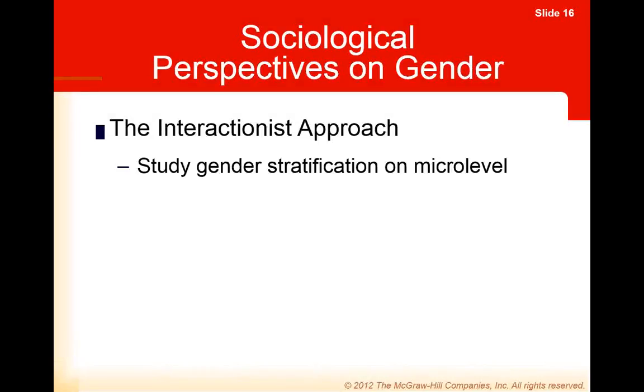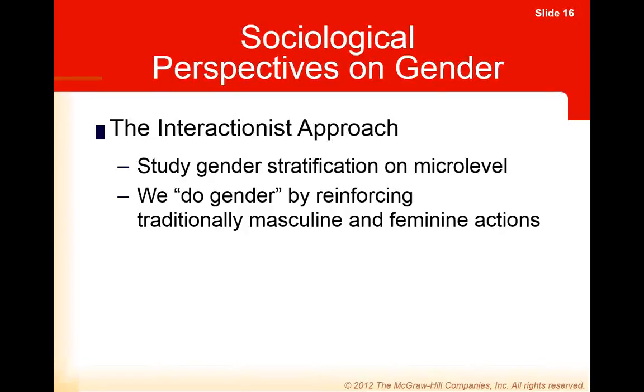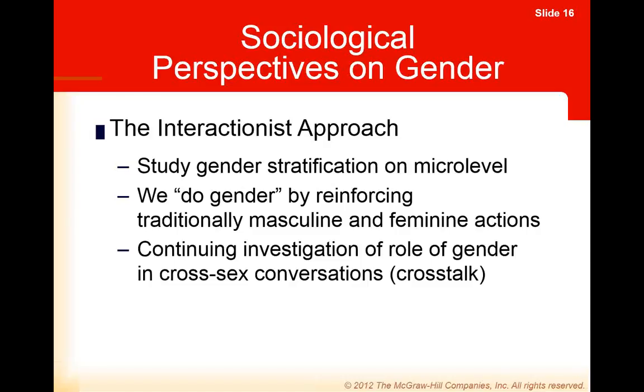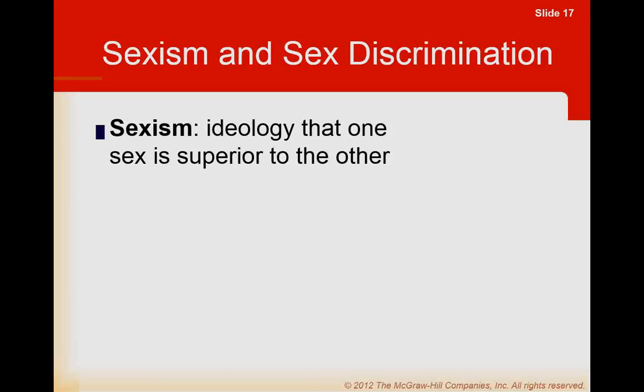And then we get to the interactionist approach. Gender stratification is something that plays out at the micro level. We do gender by reinforcing traditional masculine and feminine actions. Anytime we try to shame somebody for exhibiting inappropriate gendered behavior, with maybe a joke or something like that, we're actually doing gender. We're reinforcing the traditional masculine and feminine actions. The interactionist approach also takes a look at the role of gender in cross-sex conversations, where you have males and females talking to each other, or talking across each other, however you want to view that.